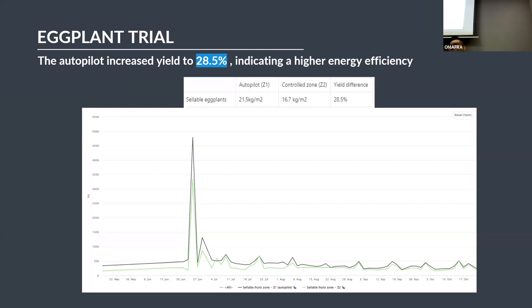And I want to also repeat that the lighting controls were the same for both zones, and lighting is the most energy intensive component among all the cost components. So by increasing the yield, we also increased the energy efficiency as well. So not just the yield.